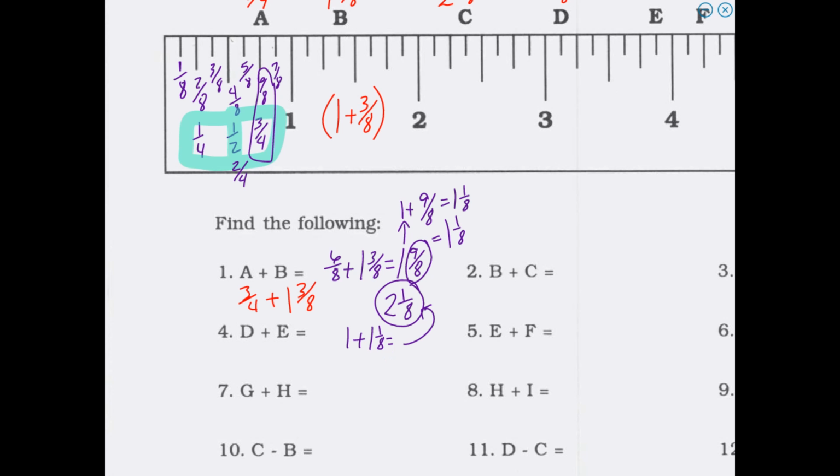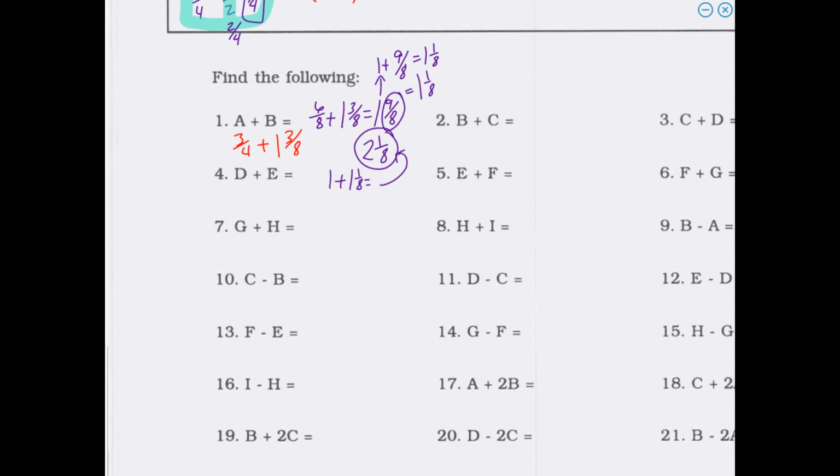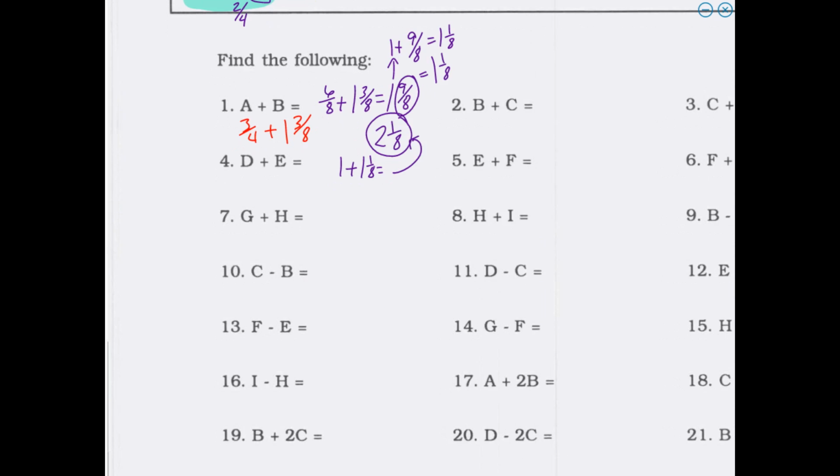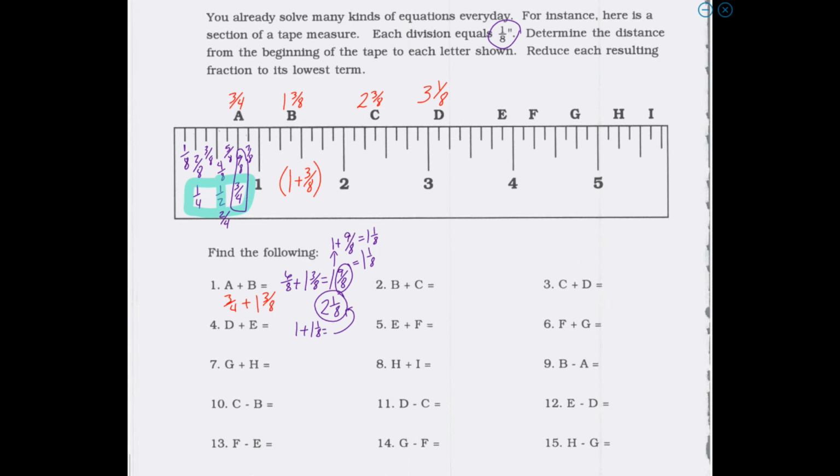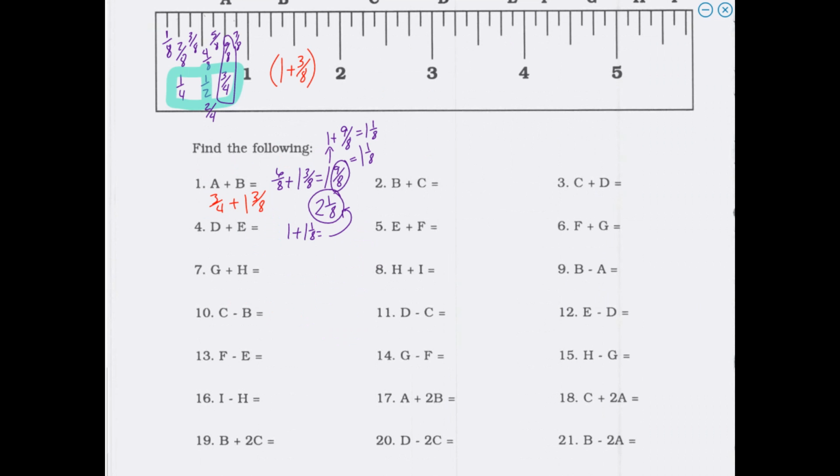So one other one that we need to look at is one of the ones that need to borrow. So let's do D minus C. Okay.